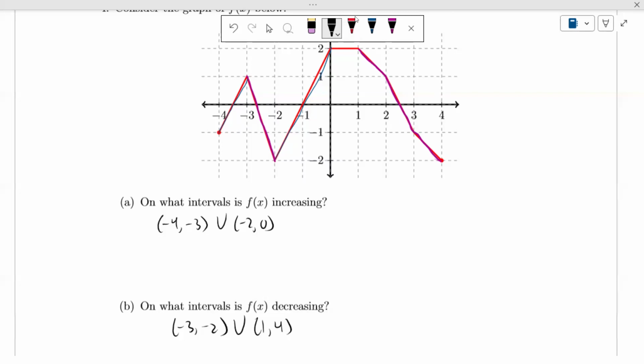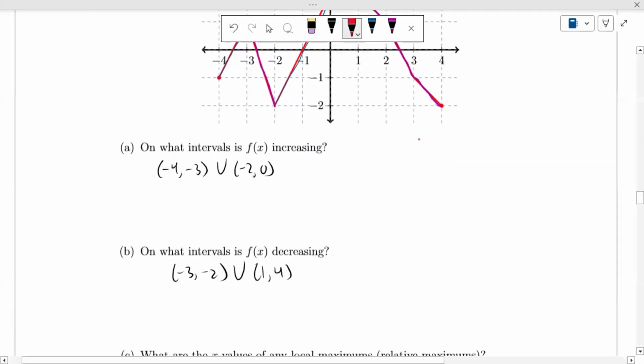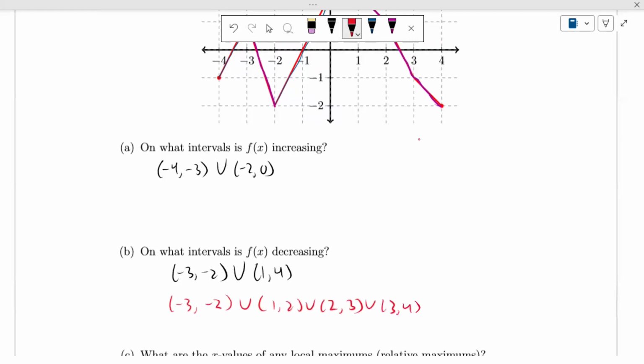So let me just write down what's wrong here in red, okay? It would be wrong to say -3 to -2, union 1 to 2, union 2 to 3, union 3 to 4, okay? Our interval should include 2 and 3, basically. So this is wrong. Okay, probably take a point off.